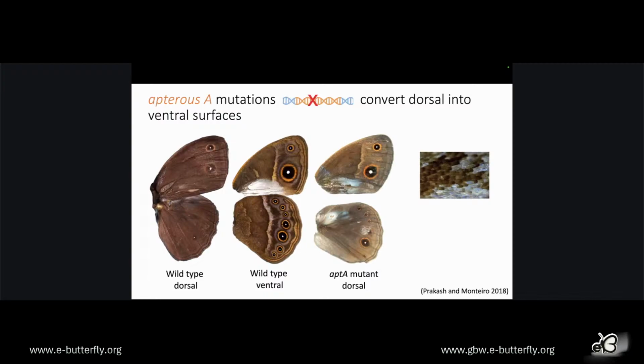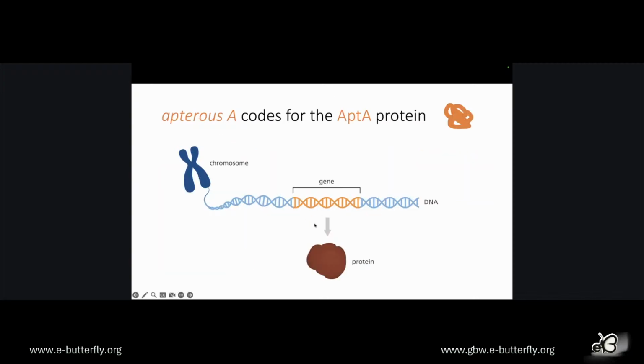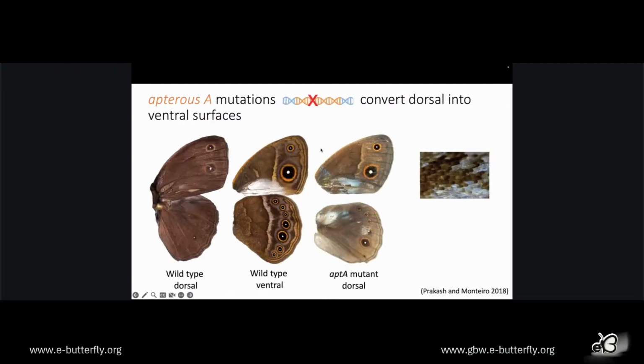If we mutate this gene that codes for this Apterous protein using tools like CRISPR-Cas9, so if we make double-strand breaks in the gene Apterous and we disrupt it, what we observe is something interesting. So here I'm showing you what the wild type surface of a dorsal wing of Bicyclus anynana looks like. The ventral wild type surface, which is very different from the dorsal. So there are more eye spots, and there are these silver scales in males.